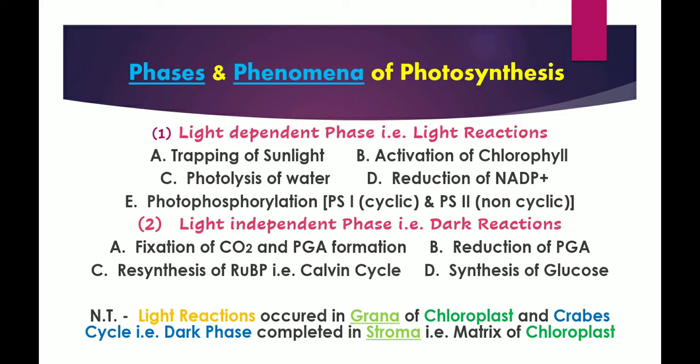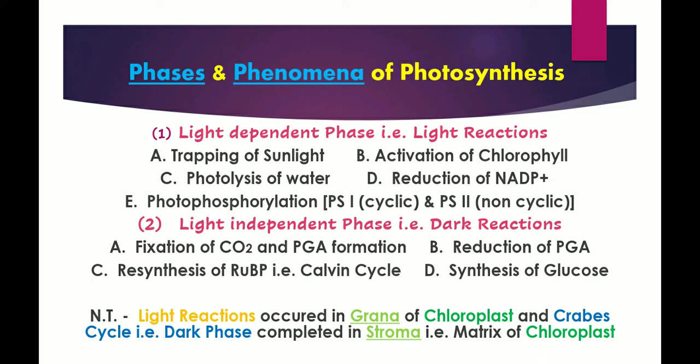There are 5 phenomena that happen in light reaction. Number 1, trapping of sunlight. Number 2, activation of chlorophyll. Number 3, photolysis of water. Number 4, reduction of NADP+. NADP means nicotinamide adenine dinucleotide phosphate. Number 5, photophosphorylation. It contains two processes, photosystem 1 and photosystem 2. PS1 happens in cyclic order, but PS2 happens in non-cyclic order.